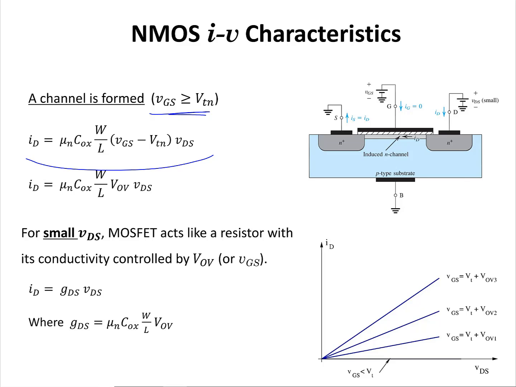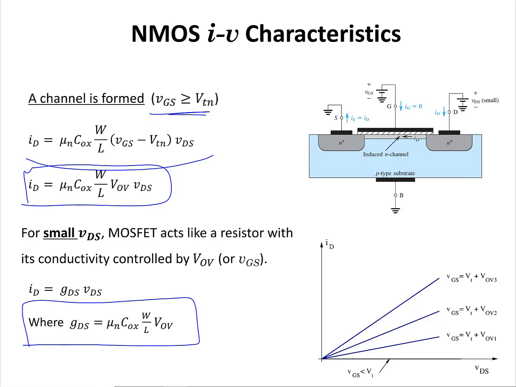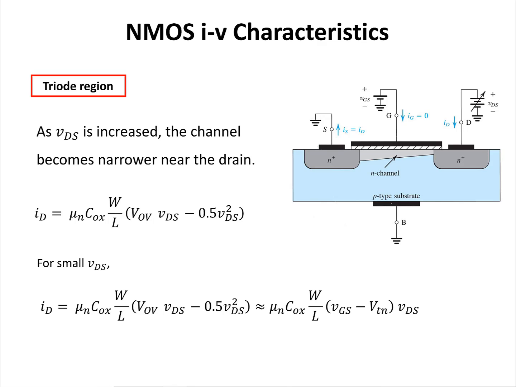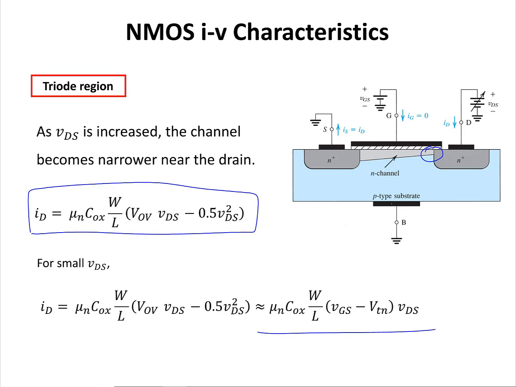Now for small V_DS values, the MOSFET is going to act like a resistor, because if you look at the equation, I_D versus V_DS has the same IV equation as a resistor, and the conductance of this transistor can be calculated using this expression. Let's see what happens if the value of V_DS is increased. As V_DS is increased, the channel becomes narrower near the drain. As a result, the current equation that we are going to use for larger V_DS values is provided here. If you look at this expression for small V_DS values, this current equation is similar to the one that we had in the previous section. For small V_DS values, we can discard this term here, and these two equations are similar. This region of operation of the MOSFET is called the triode region.